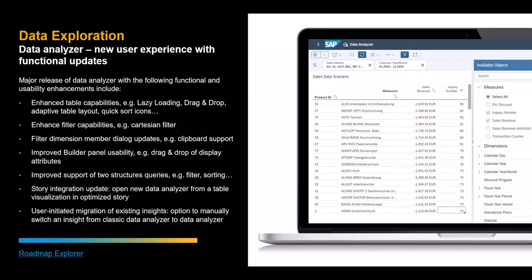On the table, we have introduced lazy loading, drag and drop, an adaptive table layout, and sort icons on the column headers for quick access. A new filter function is available to support a one-dimension filter, and a new dimension filter dialog with additional functionality like the clipboard feature is available.